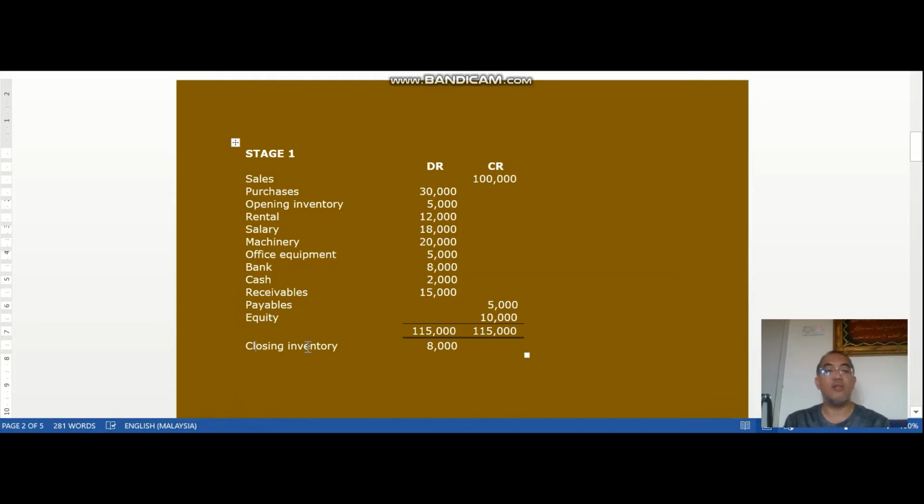And we have the closing inventory. We use this closing inventory in both statements, that is in the statement of profit and loss as well as the statement of financial position. Okay, now let's go to Excel.